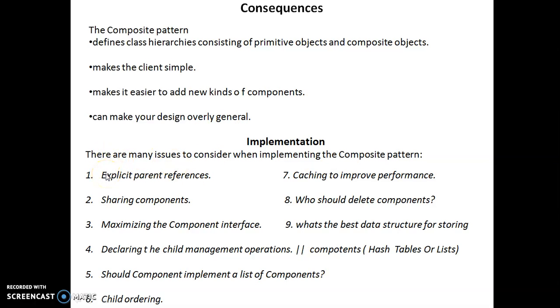Implementation. Explicit parent references means first the parent has to be implemented. Then only you can see which operations in that parent can be given to the others. Next, sharing components. Some of the components present in the parent can be shared. So, maximizing the component interfaces: component interfaces to the sub-children have to be provided. Declaring the child management operations: what the child has to do has to be taken care of.